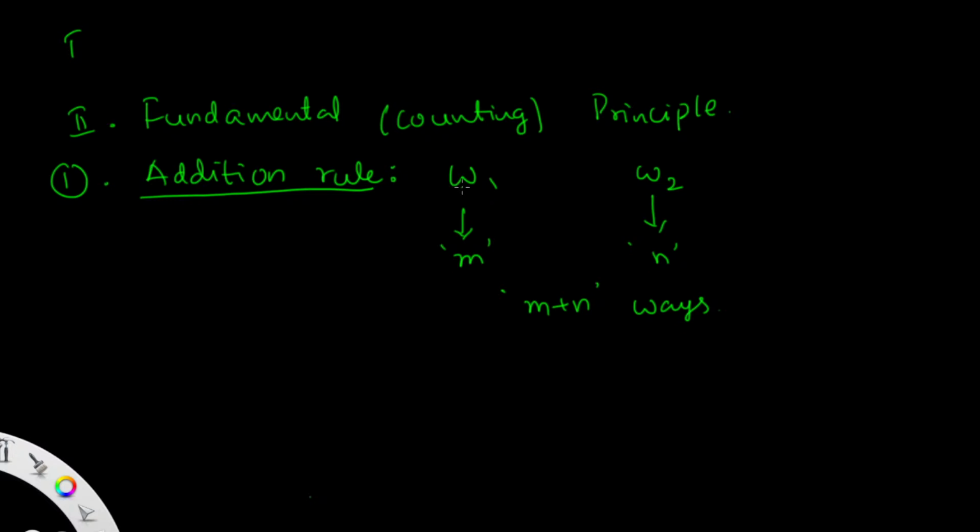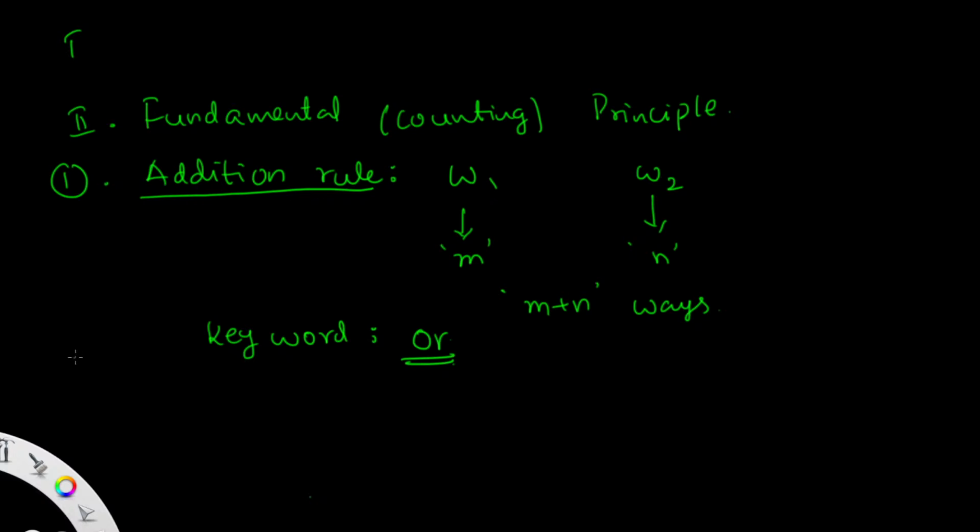Suppose one work can be done in M ways, and another work can be done in N ways. Therefore, the total number of ways in which any one of the operations can be done is M plus N ways, not both. The keyword to identify in a problem is "or". So that is the addition rule.